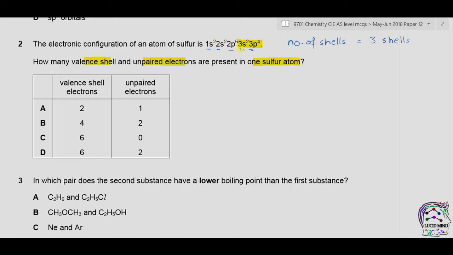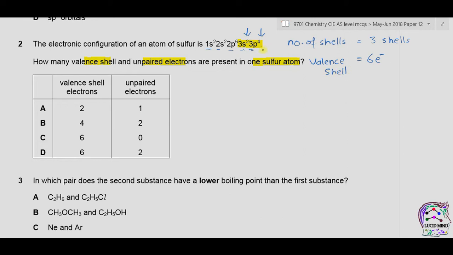As the electronic configuration ends in 3s and 3p, the third shell is the outermost shell. Now the number of electrons present in the outermost shell is 2 plus 4, which comes equal to 6. So we have 6 electrons in the valence shell or outermost shell.